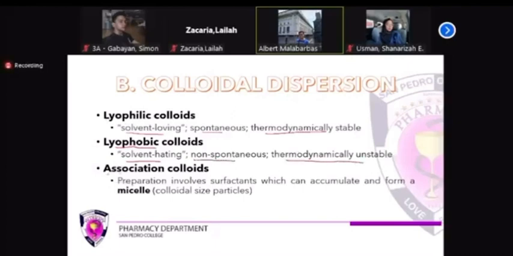And then the last one, your association colloid. This involves the use of surfactants and the formation of what we call your micelle. Yun lang ang things to know for the three types of colloids.